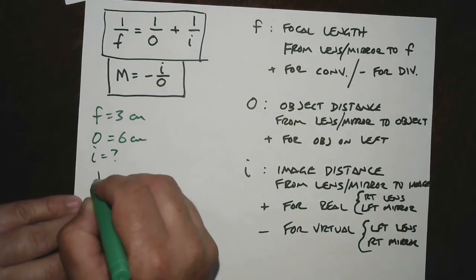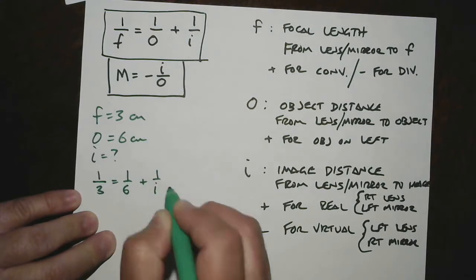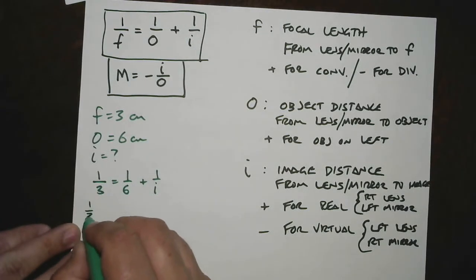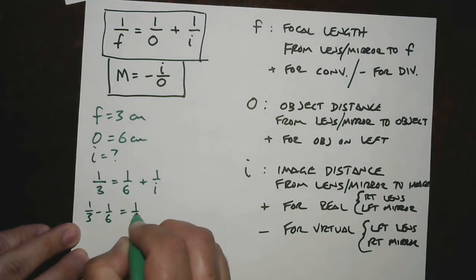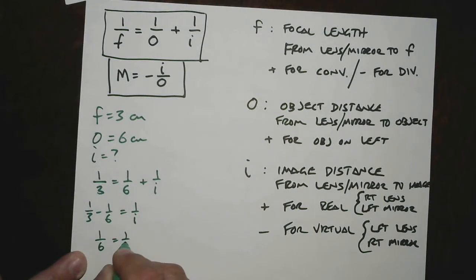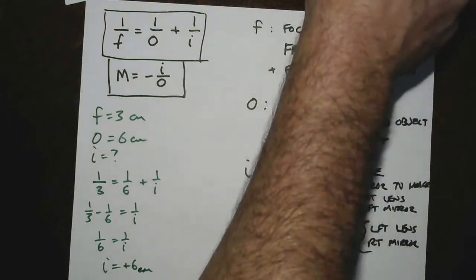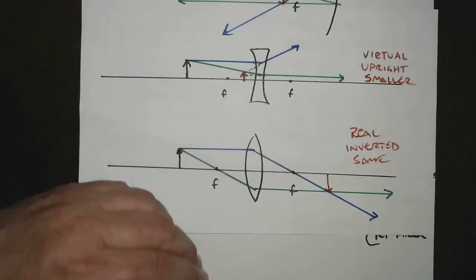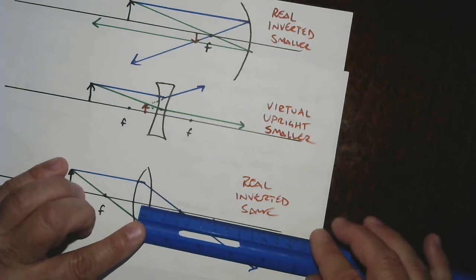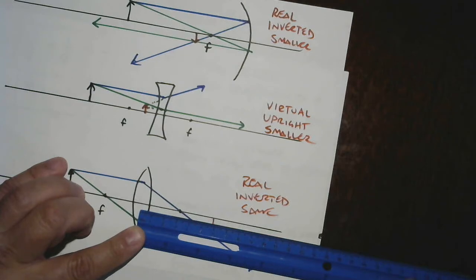So let's do this. We're going to say 1 over 3 equals 1 over 6 plus 1 over i. Let's get this to the other side. 1 over 3 minus 1 over 6 equals 1 over i. This is 2/6, this is 1/6, so 2/6 minus 1/6 is 1/6. So 1/6 equals 1 over i, and that means that i must be a positive 6 centimeters. Now, drum roll please, positive means on the right side. That is true. And is this indeed 6 centimeters away? It is almost exactly. I get about 5.9, 5.8 centimeters away from the lens here.